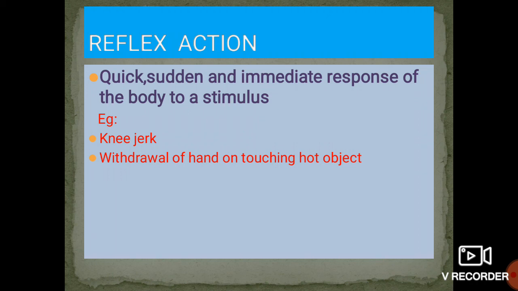Reflex action. Reflex action is a quick, sudden and immediate response of the body to a stimulus. For example, knee jerk, withdrawal of hand on touching a hot object, etc.